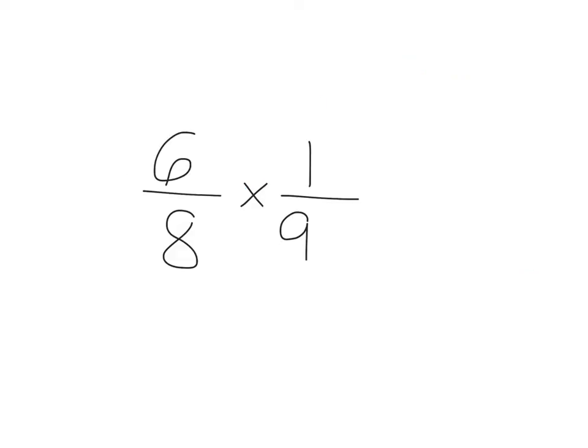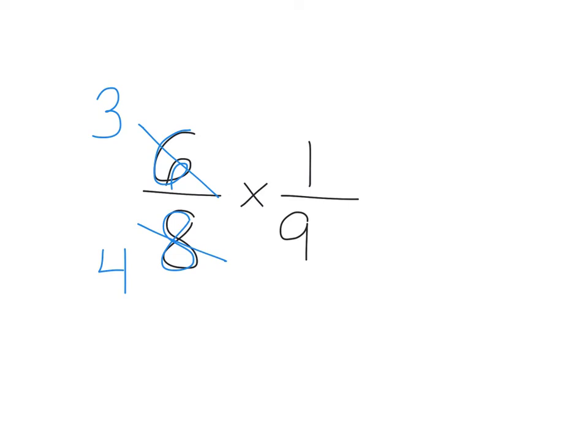Now I have 6/8 times 1/9 here. And so I'm looking for one numerator and one denominator that can be divided by the same whole number. And you can divide the 6 by 2 and the 8 by 2. So I'm going to divide this 6 and this 8 by 2. So 6 divided by 2 is 3, and 8 divided by 2 is 4. Now there's one more case where we can cancel, but I'm going to pretend like I didn't notice it.